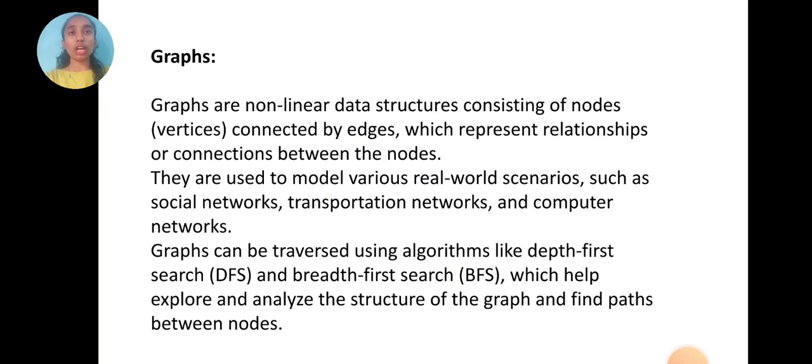When it comes to the conclusion on graphs, they are non-linear data structures consisting of nodes connected by edges, which represent relationships or connections between the nodes. They are used to model various real world scenarios such as social networks, transportation networks, and computer networks. Graphs can be traversed using algorithms like depth first search and breadth first search, which help explore and analyze the structure of the graph and find paths between nodes.